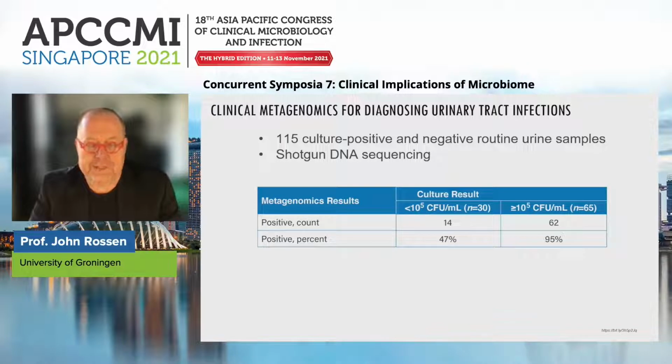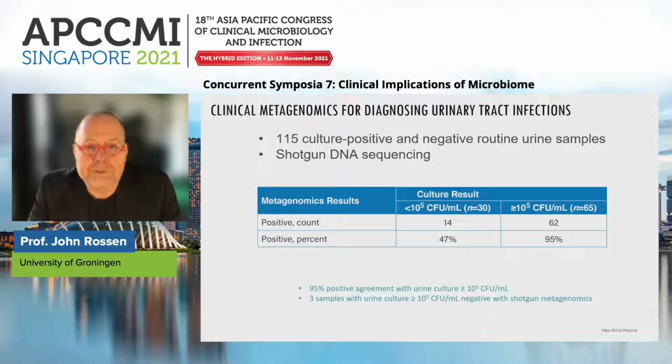sequencing. As you can see in this graph, we were able to identify bacteria in 95% of the samples that were also positive with culture when the load of the bacteria was over 10^5 colony forming units per mL. And this is kind of a limit that is used in clinical microbiology, because when you have a urine and you have less than this 10^5 colony forming units per mL, we sometimes say that the bacteria is just present and it's not causing an infection.